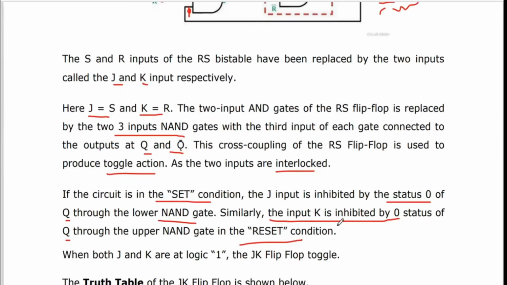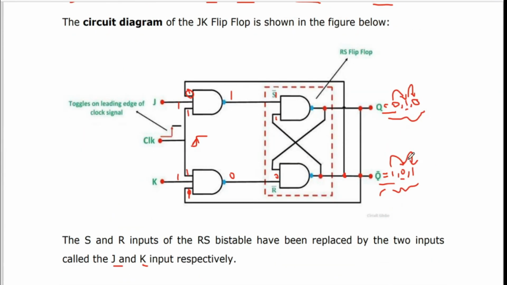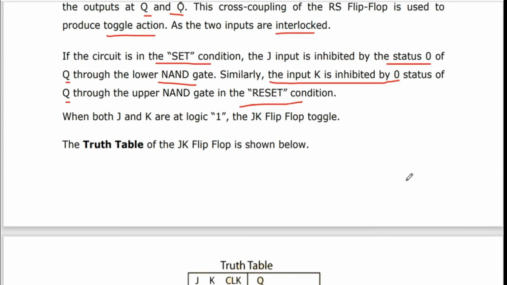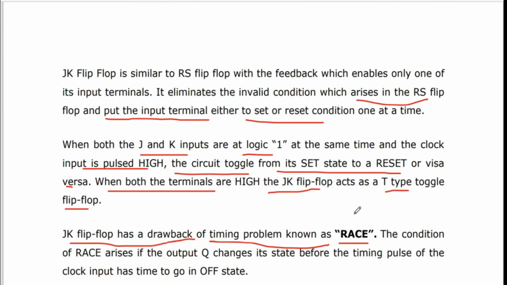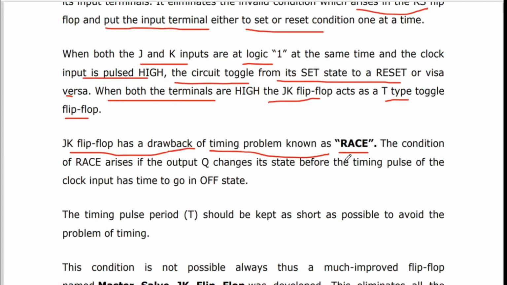So here you can see in the output what is happening. The Q is 0, Q bar is 1. Again, when Q becomes 1, Q bar becomes 0. When Q becomes 0, Q bar becomes 1. And there is a race between Q and Q bar to change their states from 1 to 0 and 0 to 1. That state we call a race around condition.